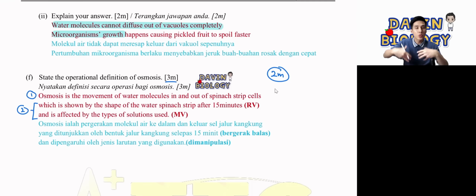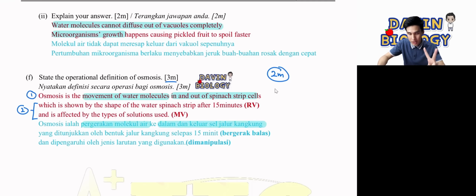Okay, first, if they ask what is the operational definition of osmosis, first you must write the definition based on the experiment. What do you mean by that? We all know osmosis is the movement of water molecules, pergerakan molekul air. But in this experiment, we are looking at how water goes in and out of the spinach strip, jalur kangkung. So you must say osmosis is the movement of water molecules in and out of spinach strip cells. Pergerakan molekul air ke dalam dan keluar jalur kangkung.